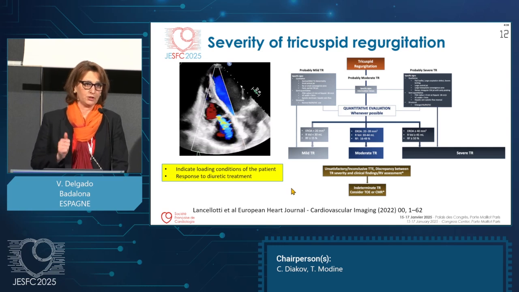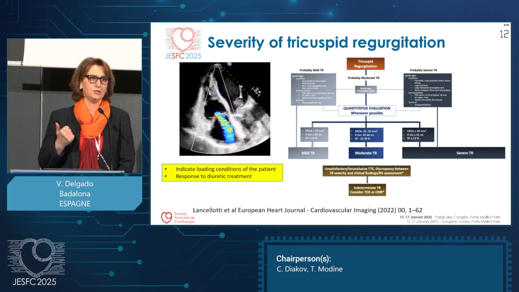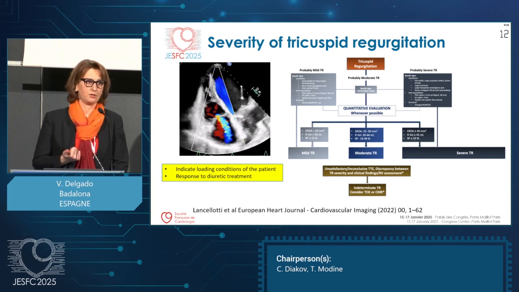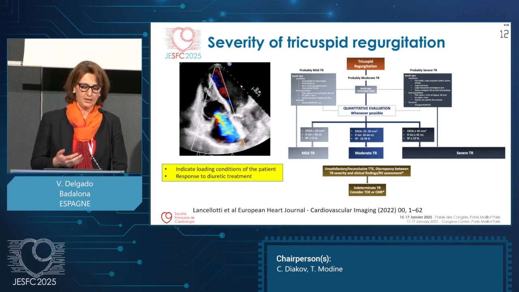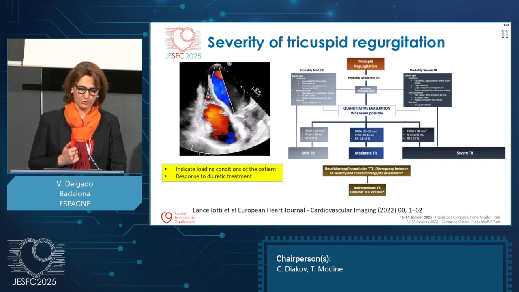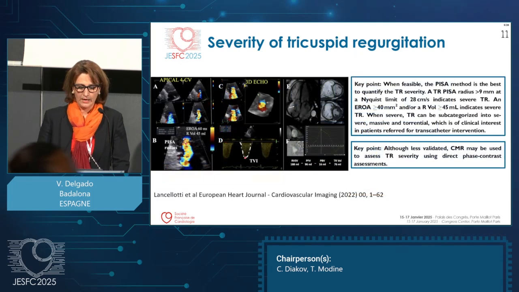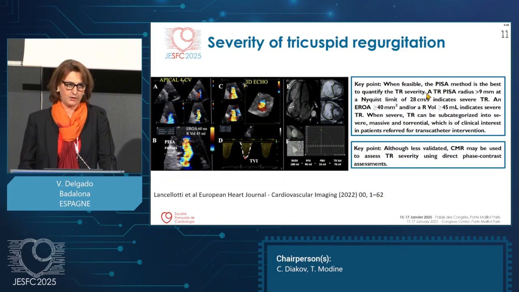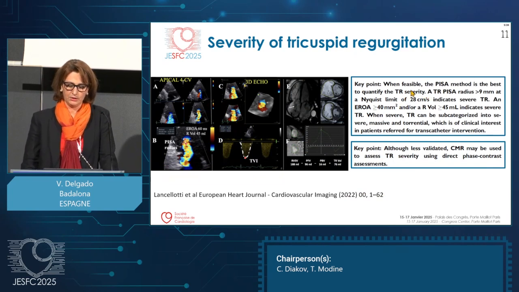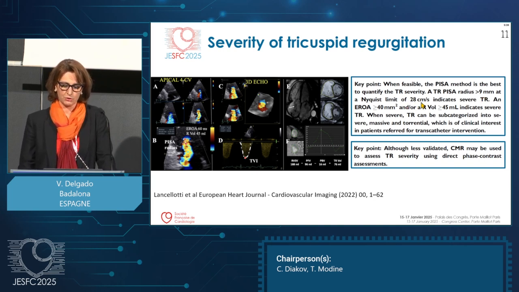Now, it's very important that you indicate the loading conditions of the patient. Whenever we are going to assess the severity of tricuspid regurgitation, make sure the patient is at the driest weight possible, and also test the response to diuretic treatment. And some key points regarding the PISA quantification. The recommendations of EACVI say that when feasible, the PISA method is the best to quantify tricuspid regurgitation severity, with a PISA radius of at least 9 millimeters at an aliasing limit of 28 centimeters per second.